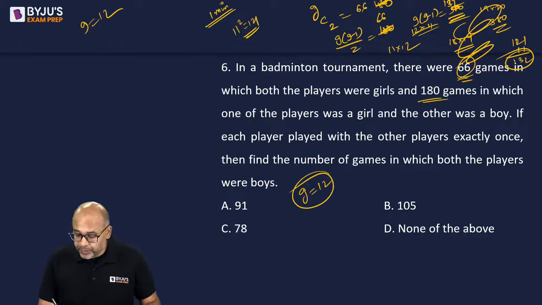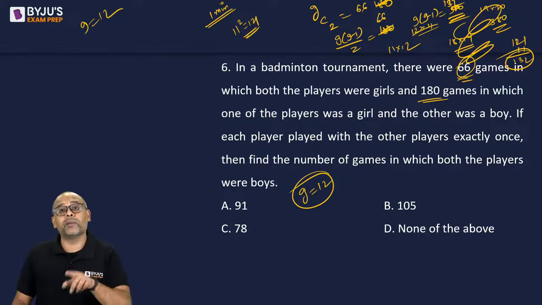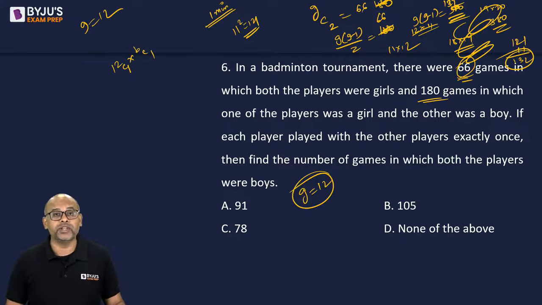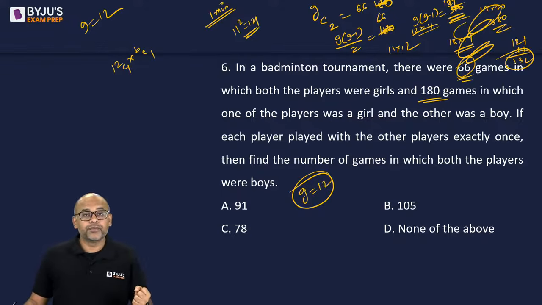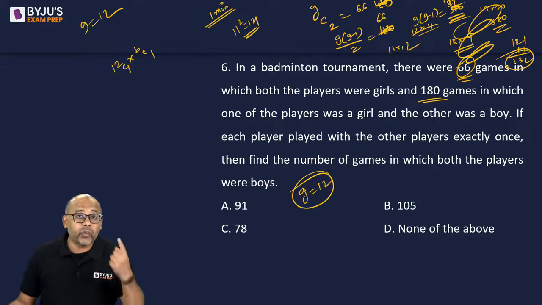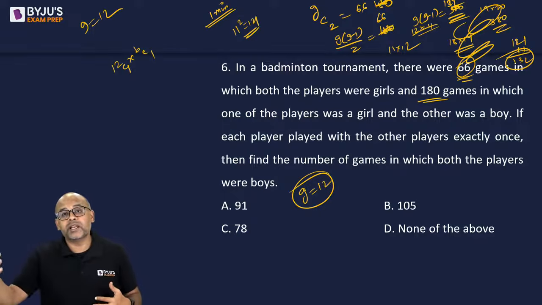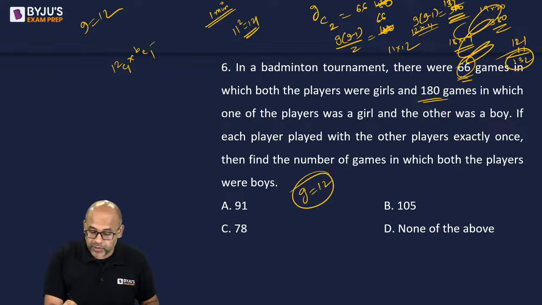There are 180 games in which one of the players was a girl and the other was a boy. So now we are talking about one player being a boy, one player being a girl. The number of ways of choosing one girl is 12C1. The number of ways of choosing one boy is BC1, let's say the number of boys is B. Why am I doing this? Because if I want a game between a girl and a boy, I will first pick one girl and then pick one boy. That is going to give me a game. How many ways can I pick one girl? 12 girls, so 12C1 ways. How many ways can I pick one boy? We don't know the number of boys, let's call it B. So BC1 ways. This product should be equal to 180.